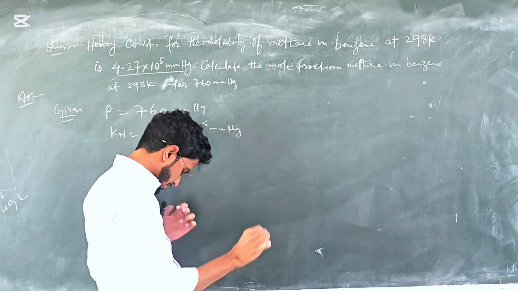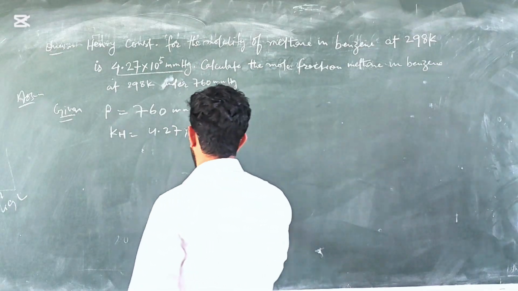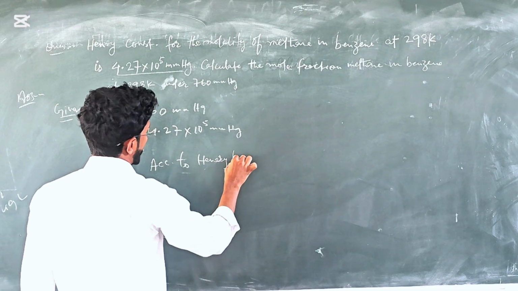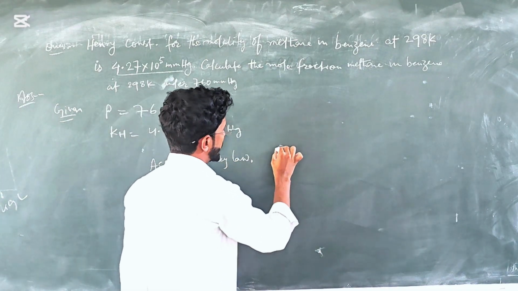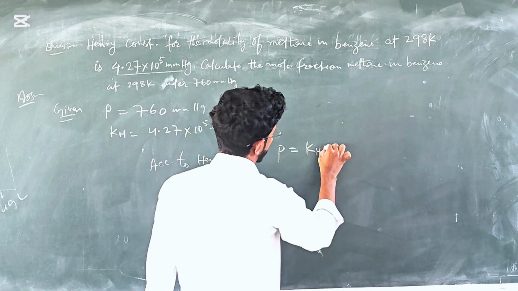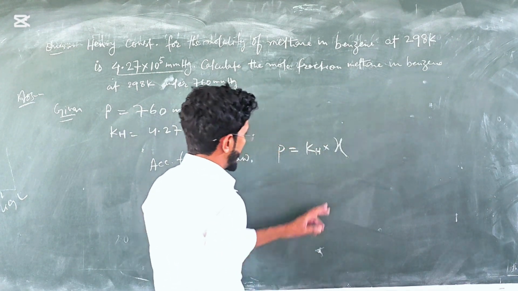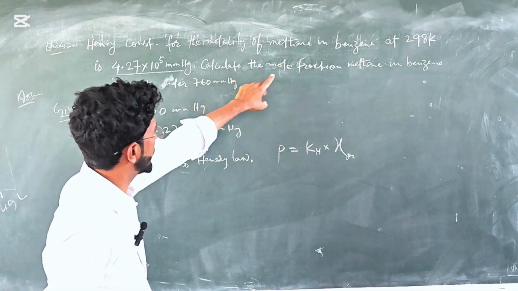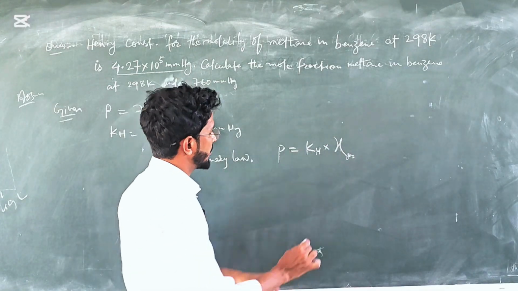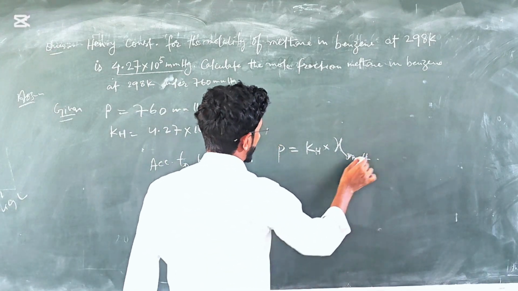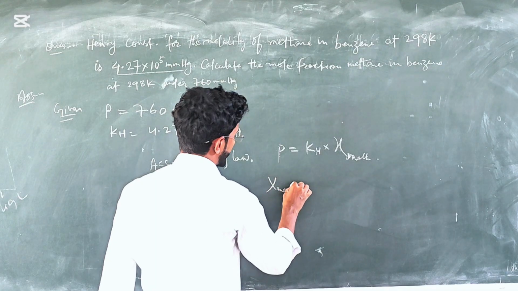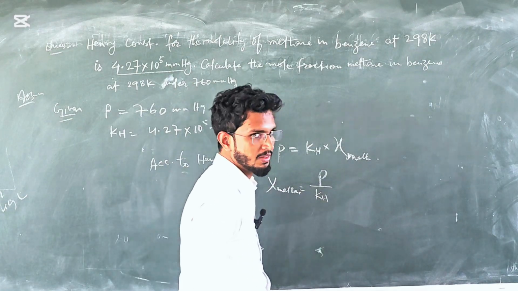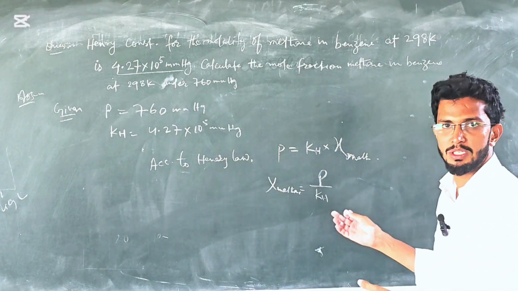Now we know very well, according to Henry's law, P is equal to KH into X, where X is the mole fraction of the gas. We have to calculate the mole fraction of methane, and methane is a gas. How can we calculate the mole fraction of methane? X methane is equal to P upon KH. The value of P is given and KH is given. Simply put the values and get the answer.